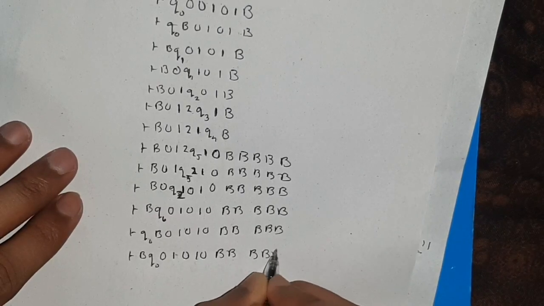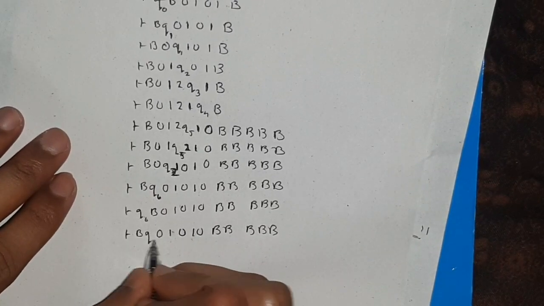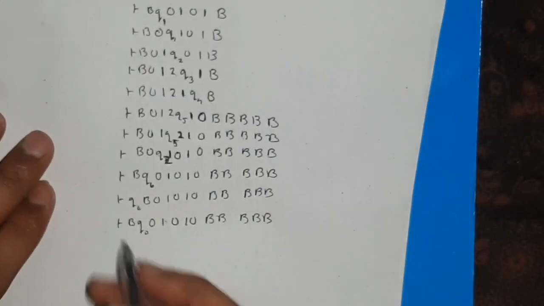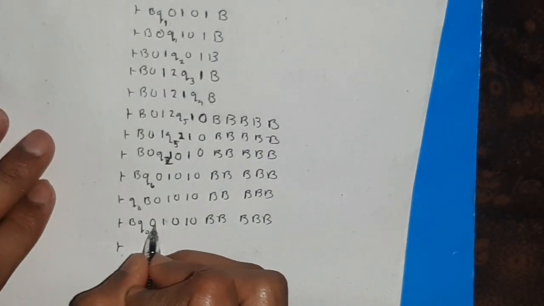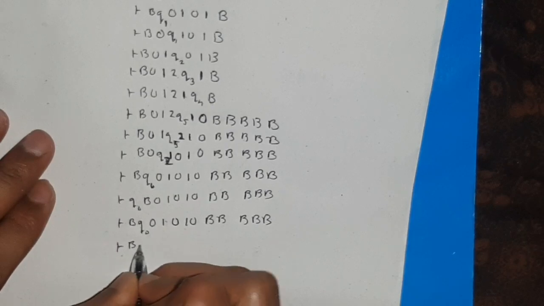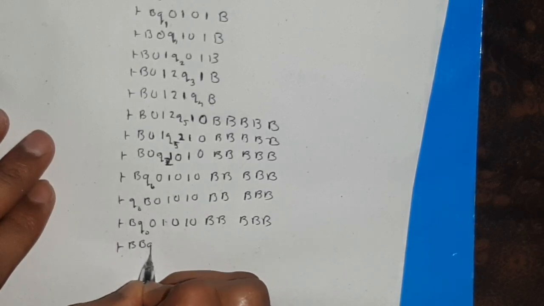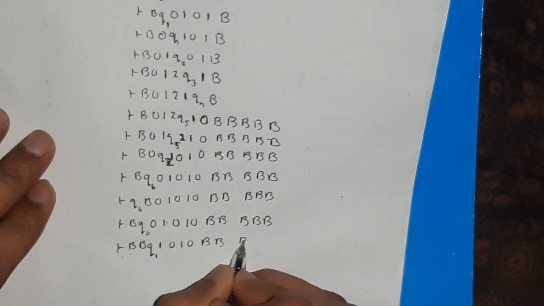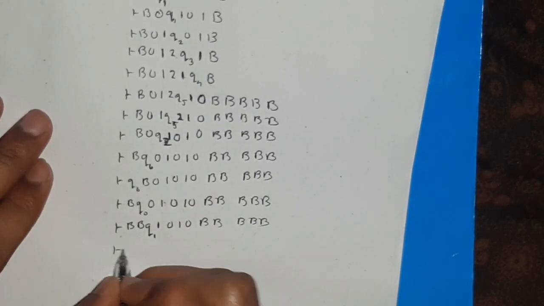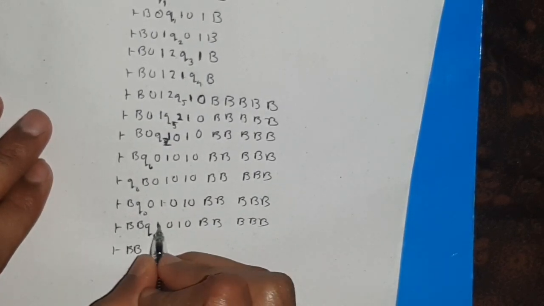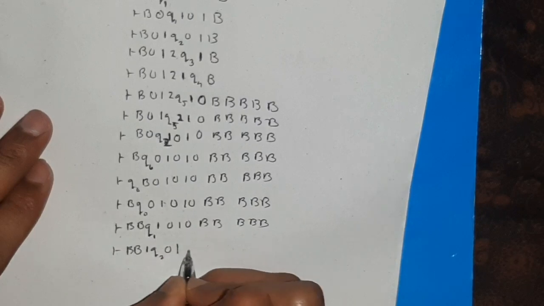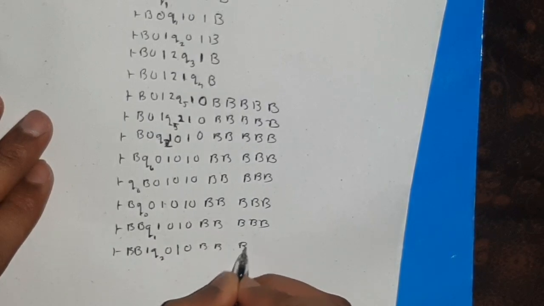B B B. And what is q0 on 0? q0 on 0, again will be doing the same thing. Let's do it with our mind only. q0 on 0 means I'll make it as B. I'll move to q1 and write 1 0 1 0 and B's. After that, B B, q1 on 1, I'll change my state. I'll move to the right, I'll keep it as 1 only. q2 0 1 0 B B B B B.